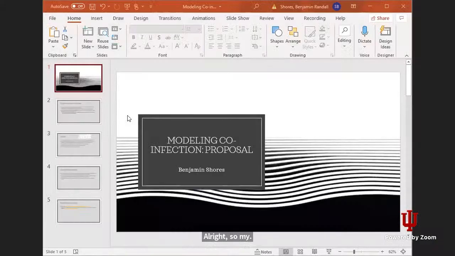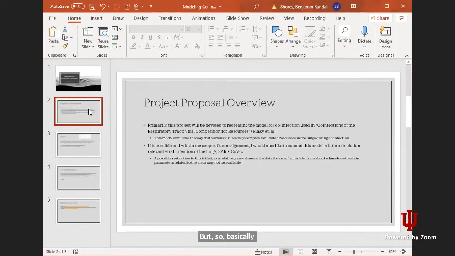So my presentation is maybe not as fancy as the previous one, but basically I want to recreate the model from the co-infections of the respiratory tract viral competition for resources paper that I submitted as one of the ones I'm interested in. This model simulates the way that various viruses may compete for limited resources in the lungs during an infection.